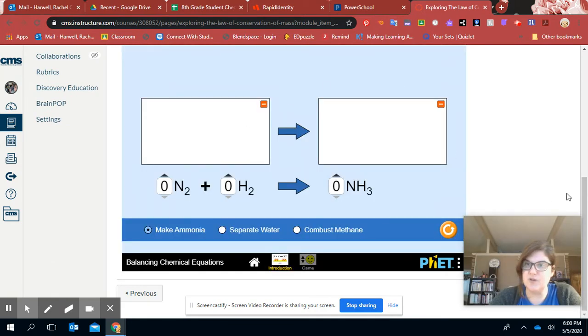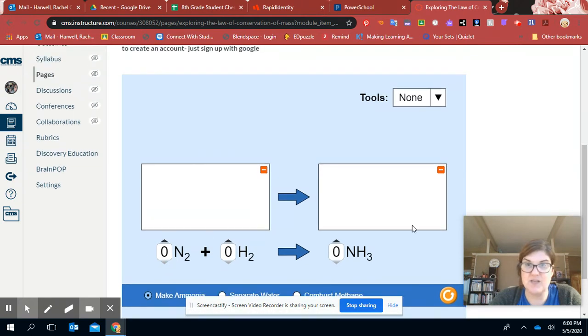The first thing you're going to do is go into the introduction, and there are three different things you can do. You can make ammonia, you can separate water, you can combust methane. Combust just means to make it explode. So what we're going to do here is start off by adding some of those things. So this is your chemical equation.